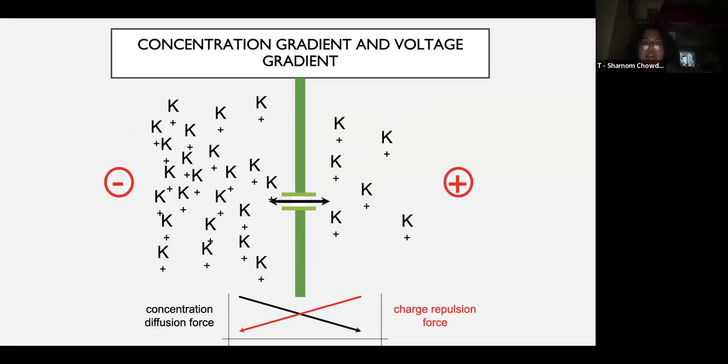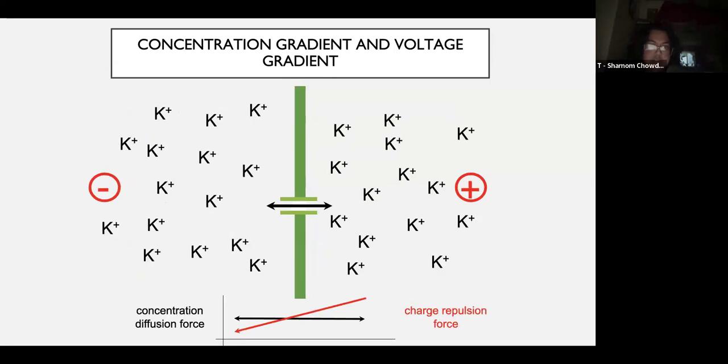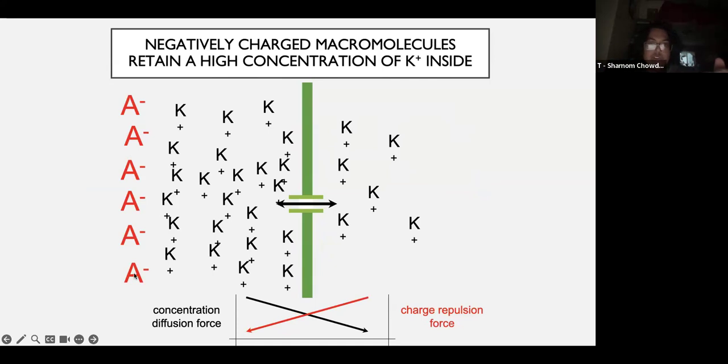Once again, there's a lot of potassium in the cell, so you'd expect it to even out. But because you have so many negatively charged macromolecules within the cell, that is more important, because you need to balance out all the negatively charged molecules within the cell. So the electrochemical gradient takes precedence, and you bring in a lot more potassium within the cell.